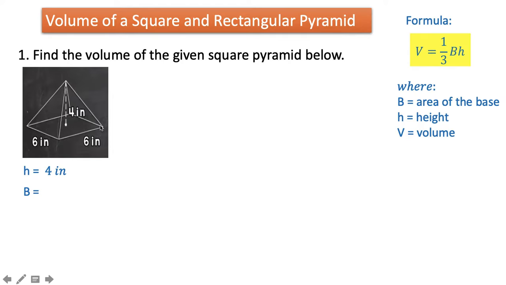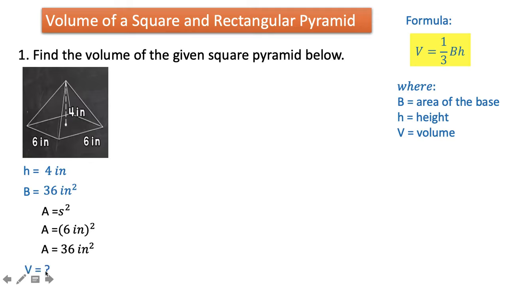Since the dimension of the base is 6 by 6 because it is a square, recall that in finding the area of a square, we simply multiply it by itself. So A is equal to S squared. Our S or side is 6. So 6 inches times 6 inches is 36 inches squared. Remember that since you are looking for the area, the unit must be expressed in square. So the area of the base is 36 inches squared.